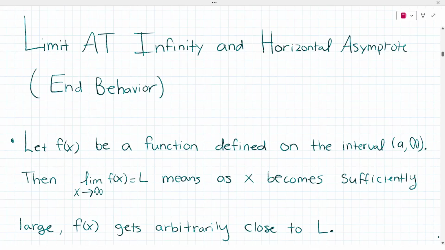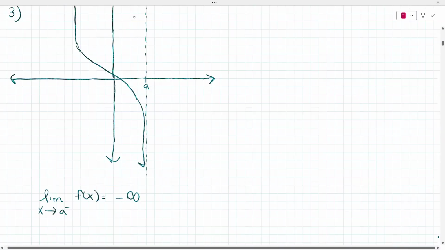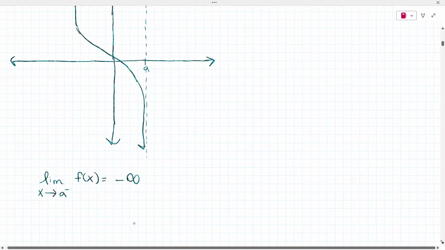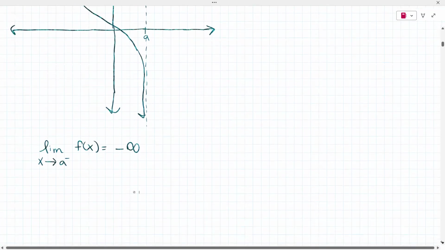So let f of x be a function defined on the interval from a to infinity. Then the limit as x approaches infinity of f of x equals L means as x becomes sufficiently large, f of x gets arbitrarily close to L. All that means is if you have a rational function, the limit is your horizontal asymptote.